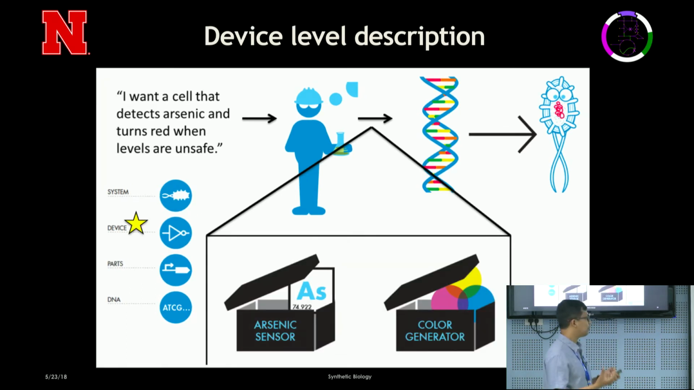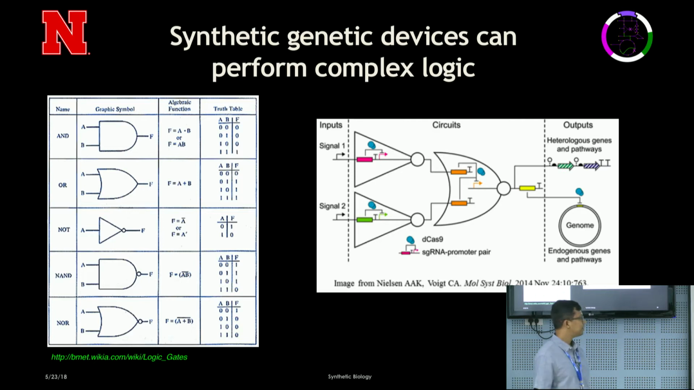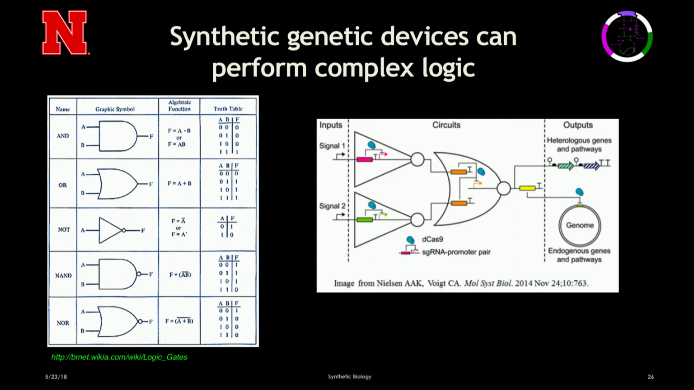What kind of a device do you need to have that? So, for my problem, I need to have an arsenic sensor and a color generator, because that is what I want, right? And then these are all the bio parts. We will talk about it later on, but if you look at these gates, obviously you know this is AND, this is OR, this is NOT, this is NAND, this is NOR, and these are the logical truth tables. We know that. We can work it out with all this Boolean logic.